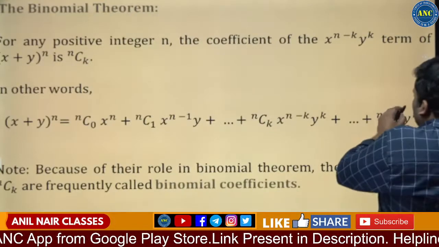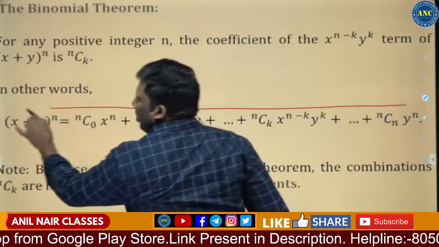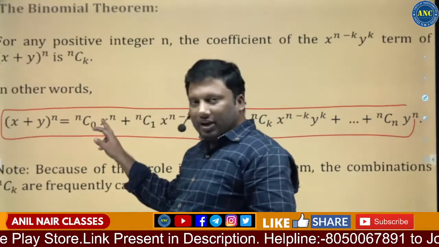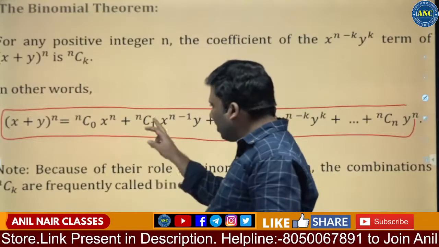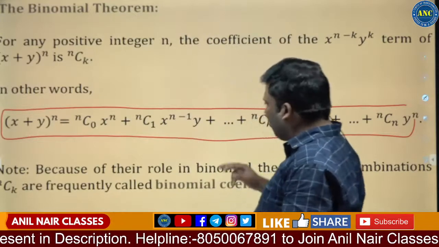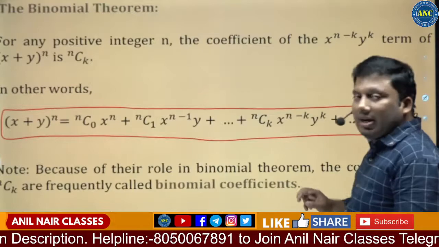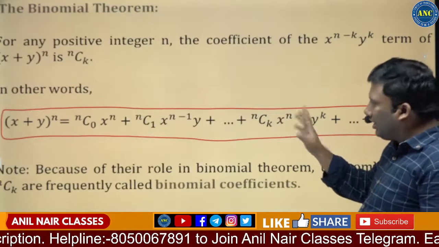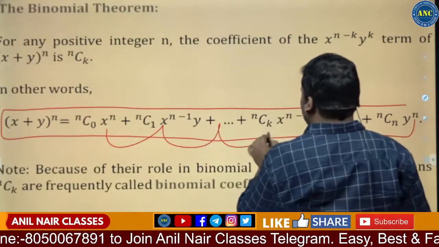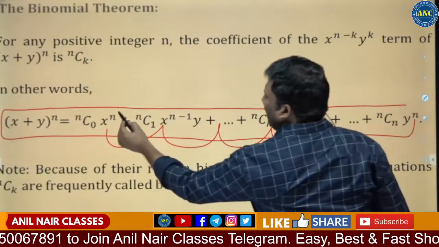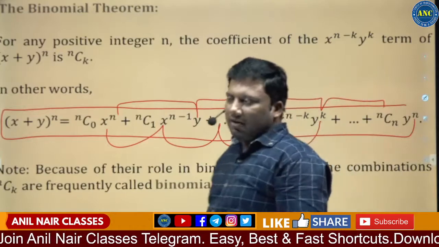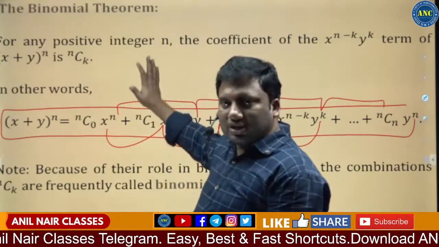So the generic term of the expansion: out of n, I am not selecting any power of y, y power 0, so the remaining is x power n. Out of n, I am selecting 1 power of y, the remaining n minus 1 is given to x. Out of n, I am selecting k for y power k, the remaining is n minus k. The power of x is decreasing by 1. Power of y is increasing by 1. This is an observation. I hope this key point is clear.